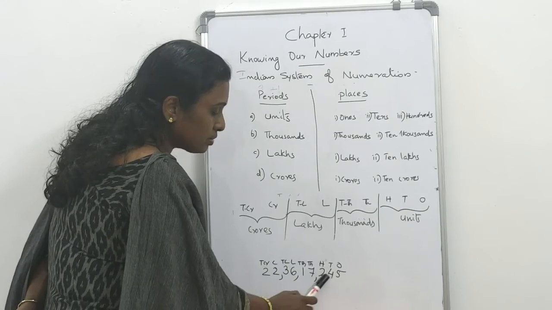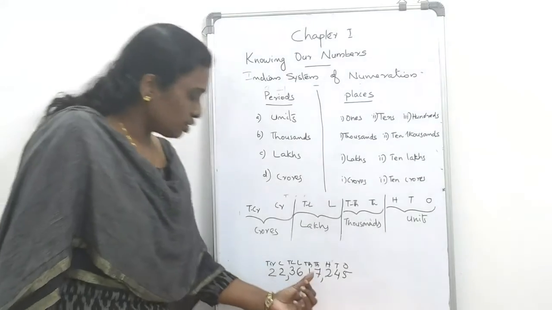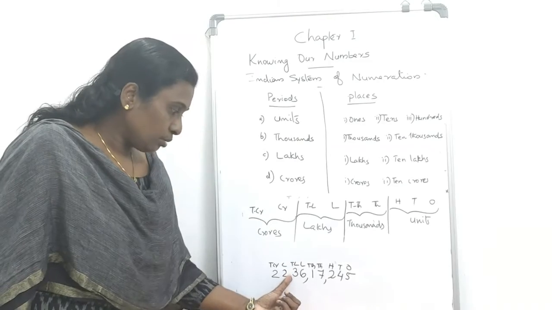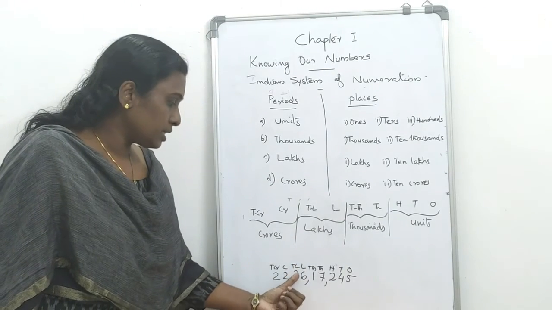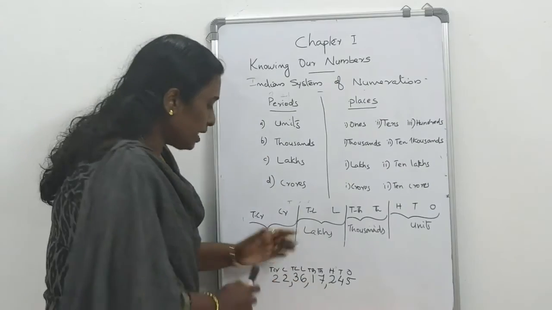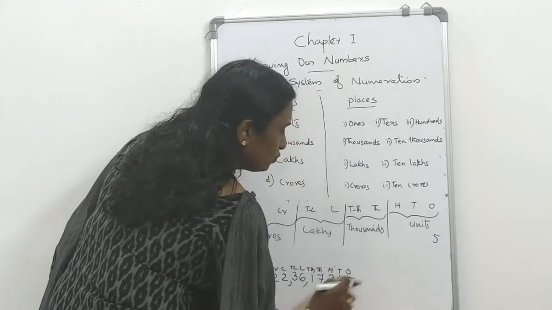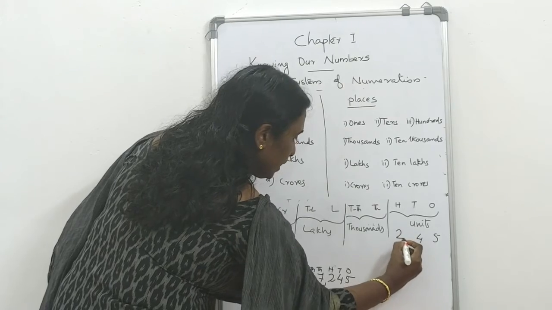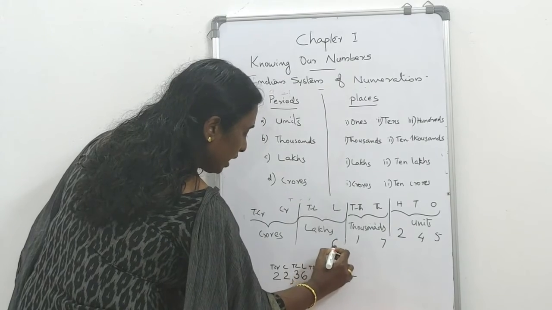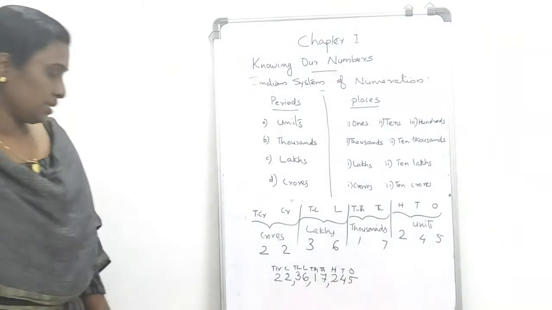The first comma comes after the hundreds place. The next comma comes 2 digits later, that is after the 10,000 place. The next comma comes again 2 digits later, that is after the 10 lakhs place. Then we can write this number in this chart. 5 in ones place, 4 in tens place, 2 in hundreds place, 7 in thousands place, 1 in 10,000 place, 6 in lakhs place, 3 in 10 lakh place, 2 in crores, again 2 in 10 crores place.